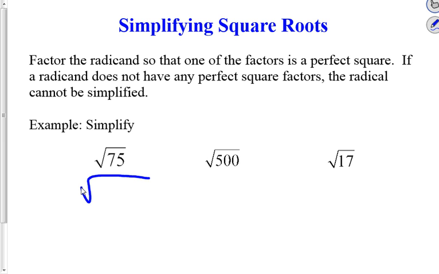Now, 75 can be factored into 25 times 3. And 25 is a perfect square. So I can take the square root of 25 and get a whole number, which is 5. I cannot take the square root of 3. 3 is not a perfect square, and it can't be factored into two numbers, one of which is a perfect square. So the square root of 3 is simplified. Therefore, I have simplified the square root of 75 into 5 square roots of 3.